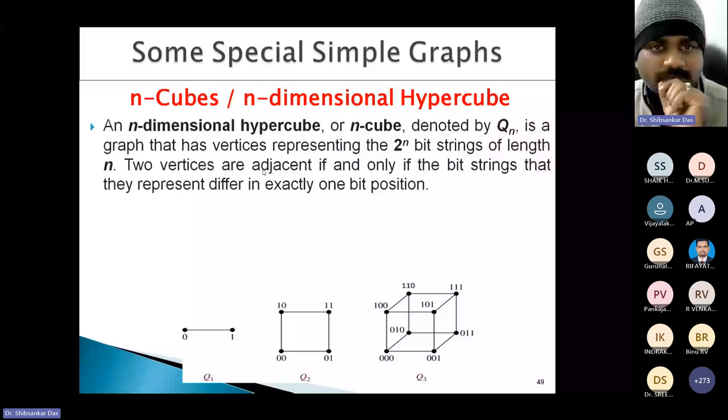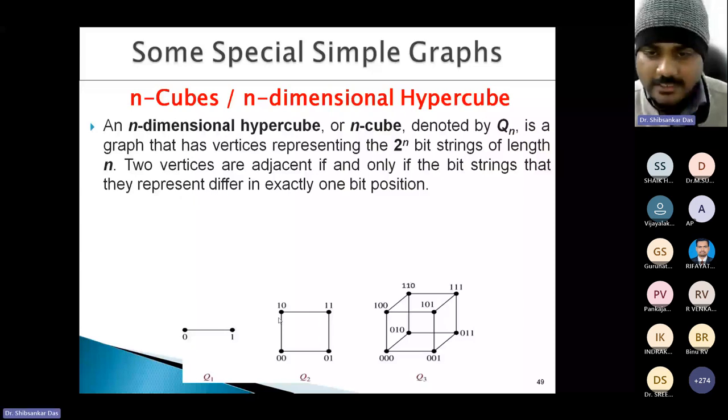Basically, two vertices are adjacent if and only if the bit strings that they represent differ by exactly one bit position. This vertex is represented by a bit string, and this vertex is represented by a bit string. If you look at the Hamming distance, the number of mismatches is one here. Here, the number of mismatches is one too. And so there is an edge. Where the number of mismatches is one, there is an edge, and so on.